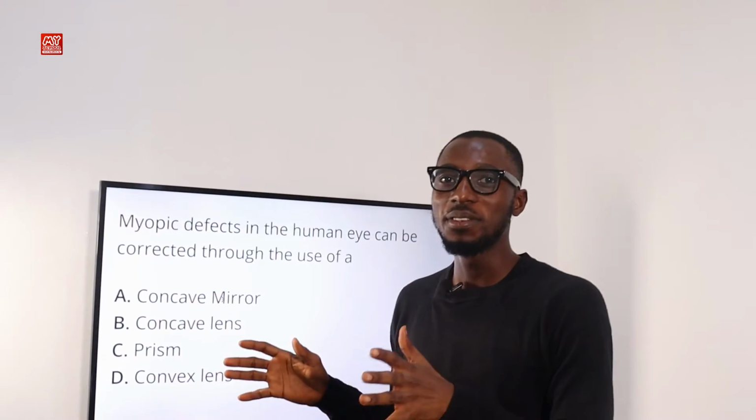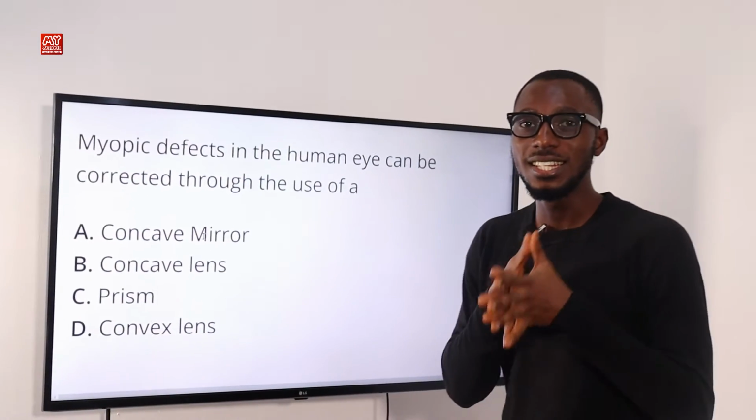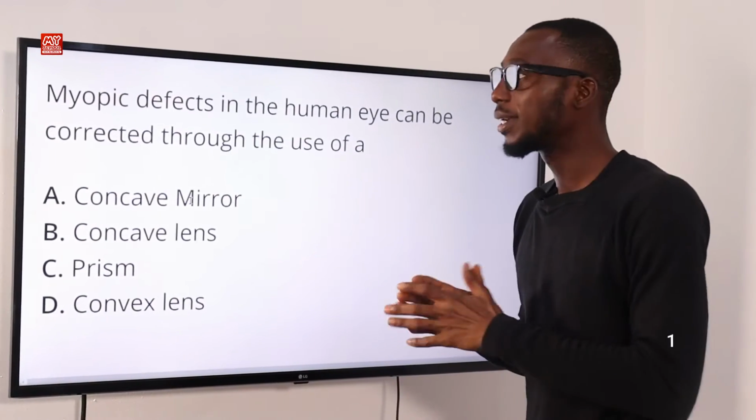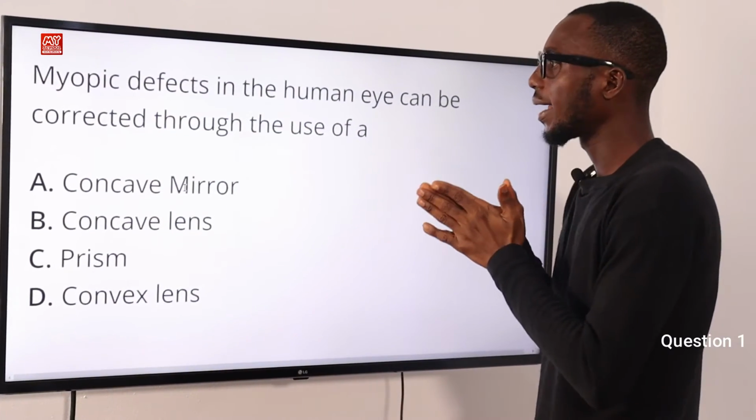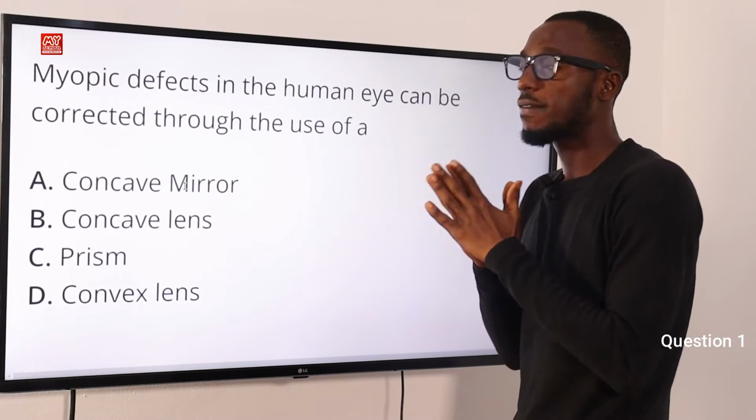Dear my scholars, welcome back to my school channel. We are solving questions 1 to 20 in this clip. So we have question 1. Myopic defects in the human eye can be corrected through the use of a what?